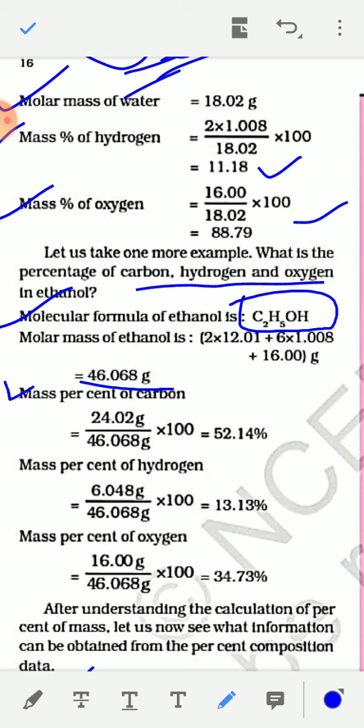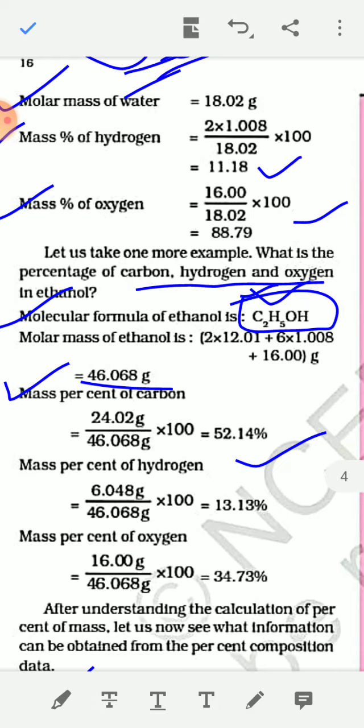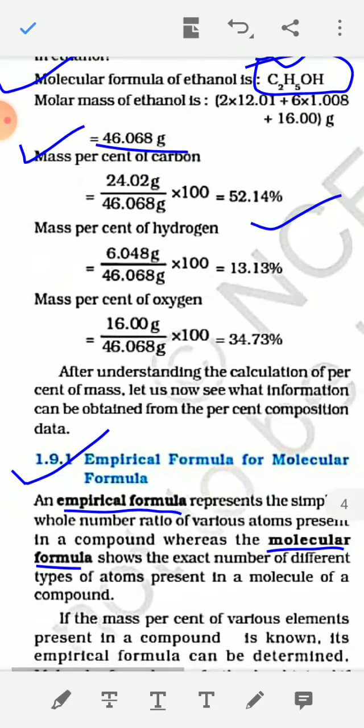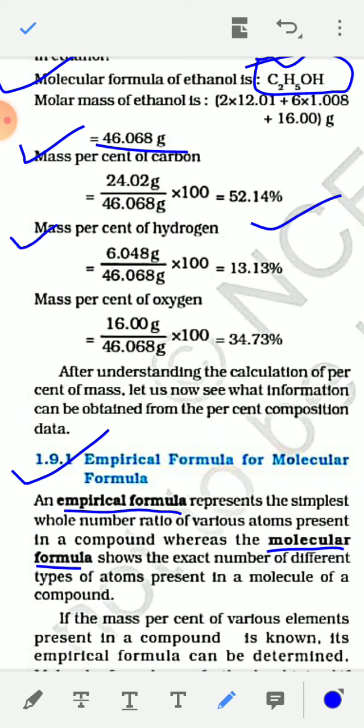Now calculate the percentage of carbon. In ethanol, mass of carbon is 2 carbon atoms, so 2 into 12, that means 24. Mass of carbon is 24 divided by molecular mass of ethanol, 46, so 24 divided by 46 into 100, that is 52 percentage.